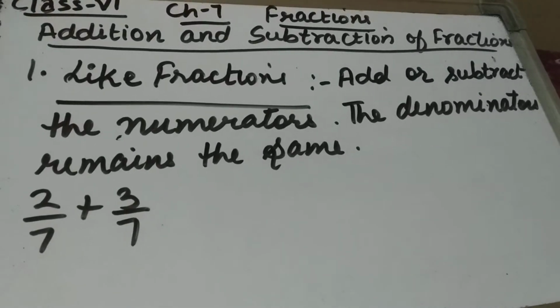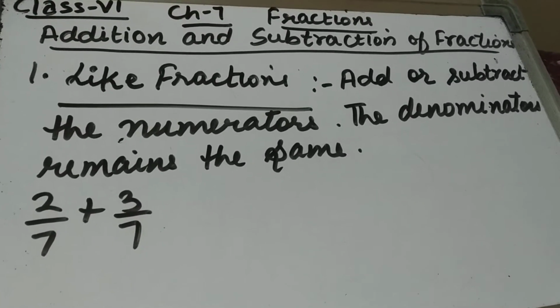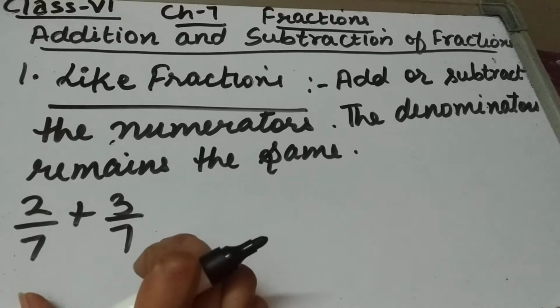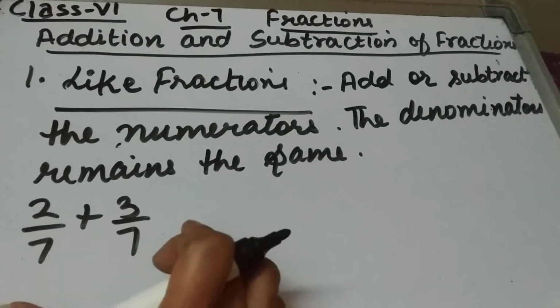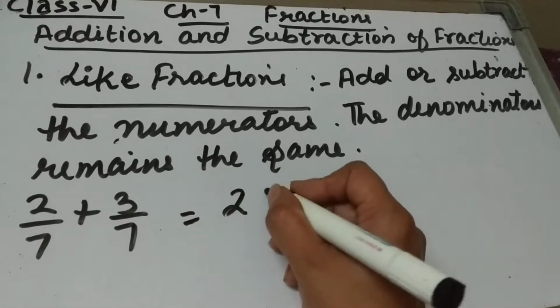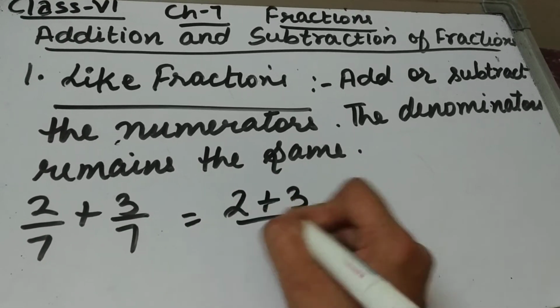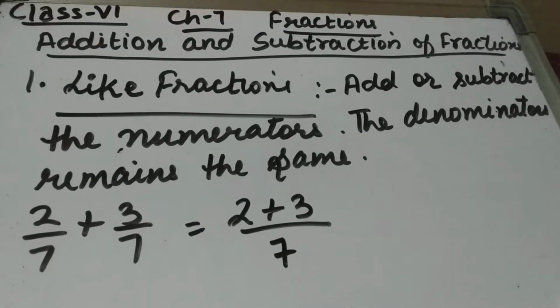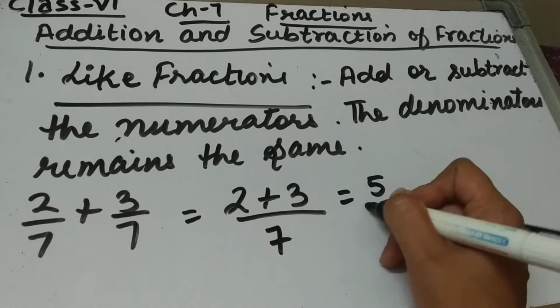Suppose we have to add 2 by 7 and 3 by 7. Both these fractions are like fractions because the denominators are the same. So we add the numerators only, and the denominator remains the same. The denominator will be 7, so this will become 5 upon 7.